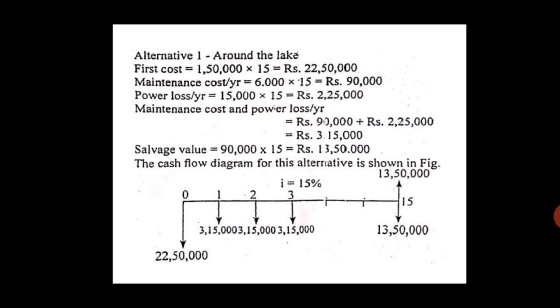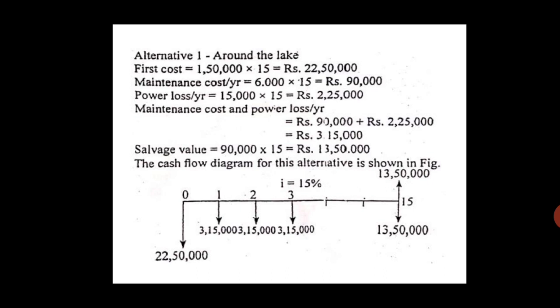Okay, so the total maintenance cost and power loss, these are like loss only. So 90,000 rupees plus 2,25,000 is 3,15,000 as outflow, and the salvage value is 90,000 rupees per kilometer. For 15 kilometers it is 13,50,000 rupees. Okay, now we can see the cash flow diagram. So initially at year 0, we are spending 22,50,000 rupees as investment, because it is 1,50,000 rupees for 15 kilometers. So 22,50,000 is the initial investment, that is P.